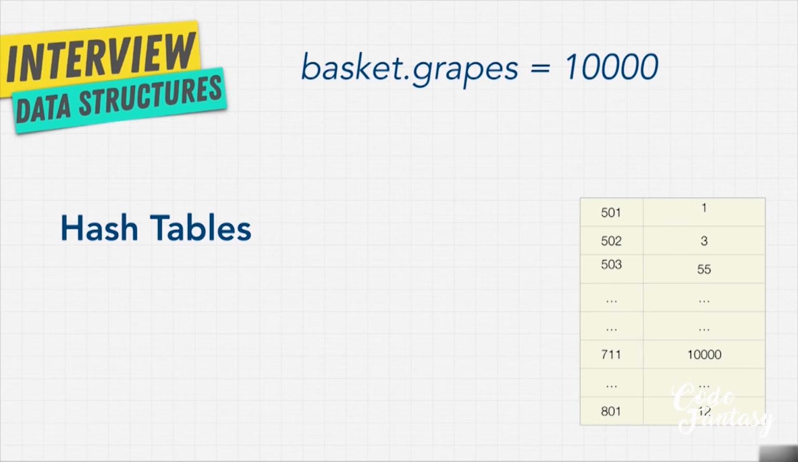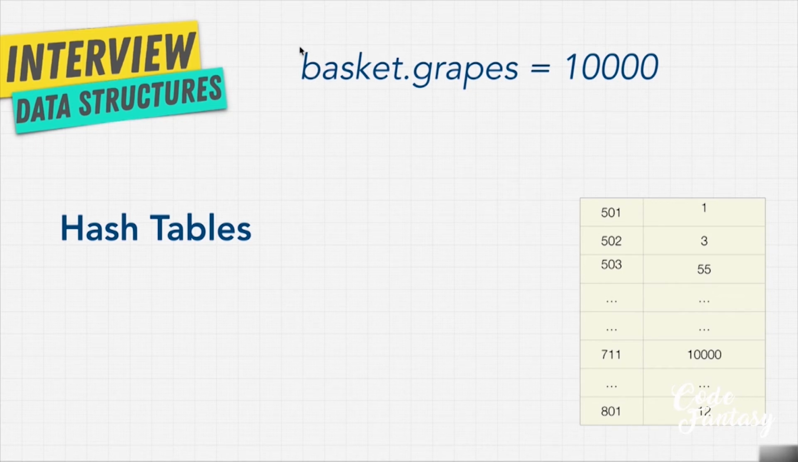So what are they? And also, you may be wondering, what does the name hash table mean? Where did this name come from? Well, let's look at an example. Imagine you're going grocery shopping, and you have an object here, basket, and you want to add grapes as the property of the basket object. Again, we're using JavaScript syntax, but this should look familiar to you.